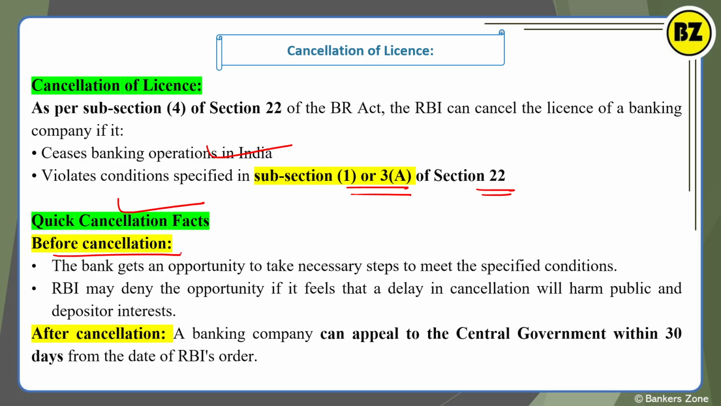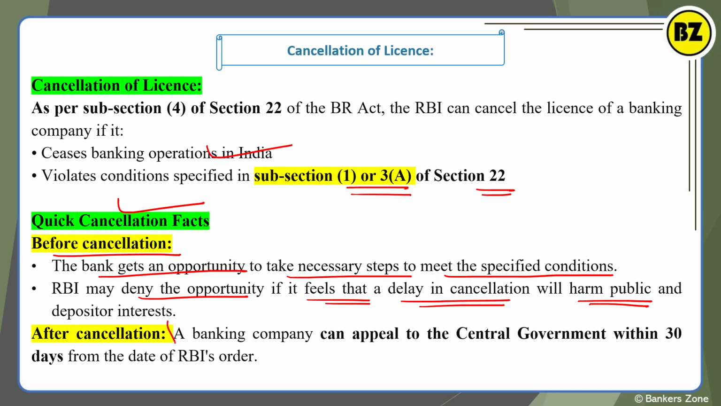Now see some cancellation facts. Before cancellation, the bank gets the opportunity to take the necessary steps to meet the specified conditions, right? Obviously the bank will get the opportunity; RBI will say you follow the rules, otherwise we will cancel your license. RBI may deny the opportunity if it feels that the delay in cancellation will harm the public or the depositors' interest. In such a case, RBI can deny the opportunity.